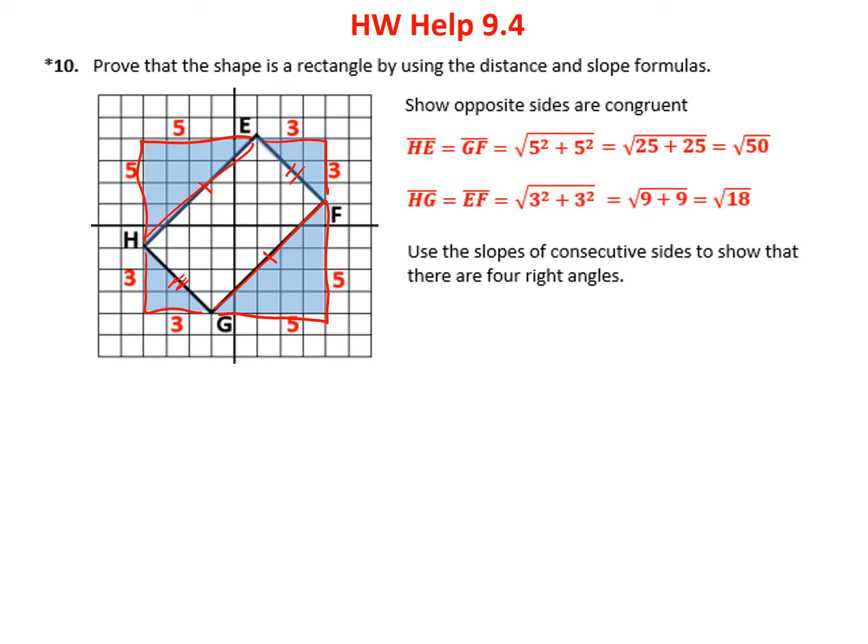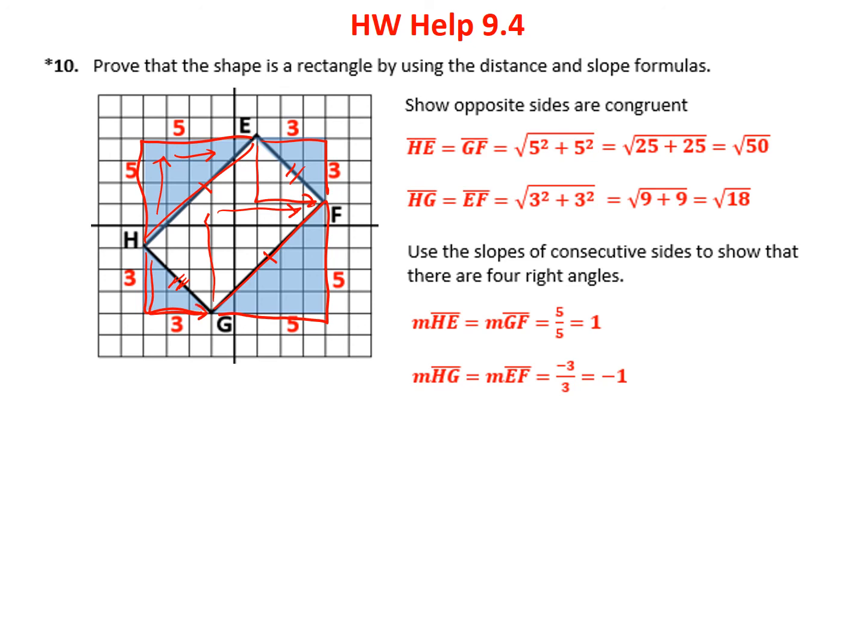So let's start off here first with, notice that HE is up 5 and over 5. 5 over 5, or 1. Likewise, this one is up 5 and over 5. 5 over 5. So as we expected, they're parallel, and the slope is equal to 1. On the other hand, the other two sides, notice this one goes down 3 and over 3. So it's negative 1. And likewise, this is down 3 and over 3, negative 1.